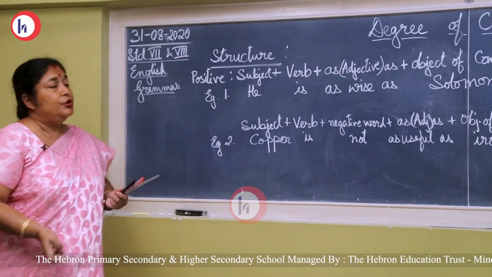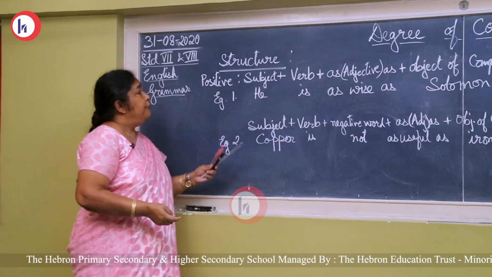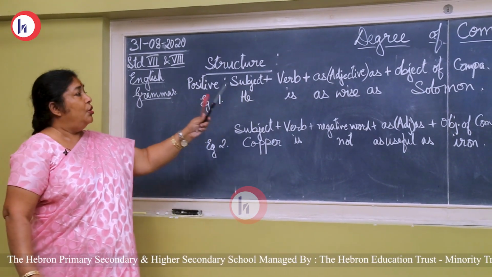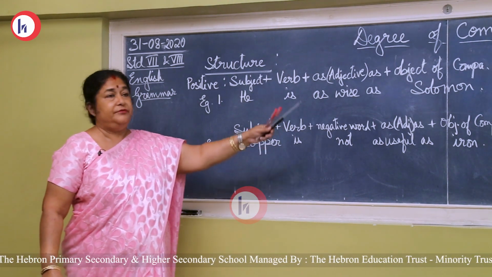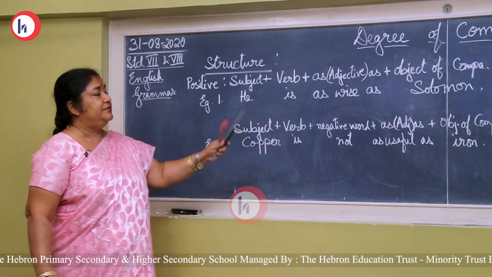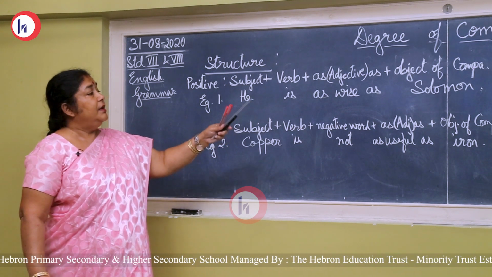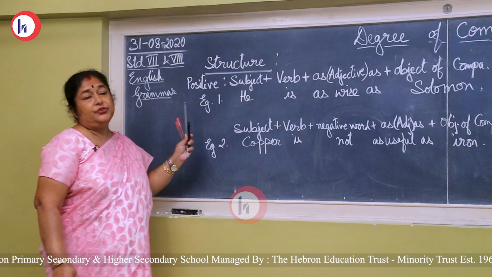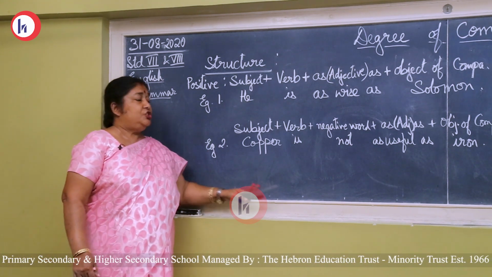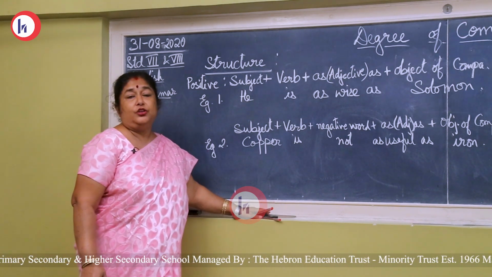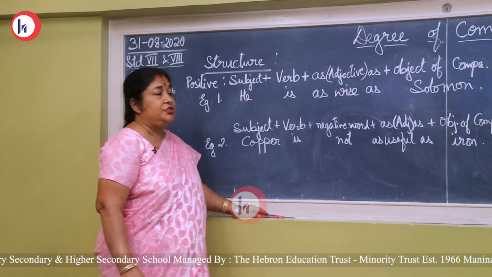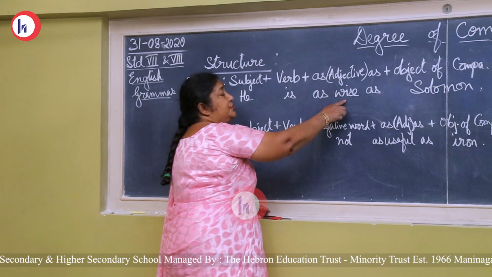Now, we are going to change sentences from positive to comparative, or positive to superlative, or superlative to positive and comparative, or comparative to positive and superlative. So we are going to change the sentences. When we change the sentences, we cannot change the meaning. And the first thing is, we cannot change the adjective which is used.